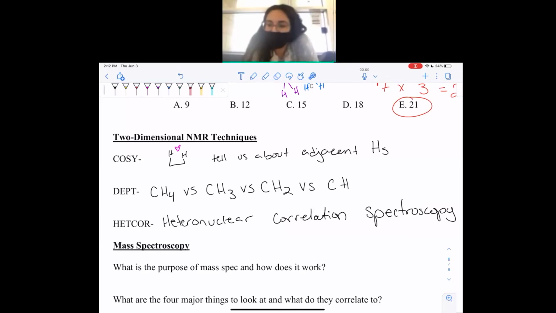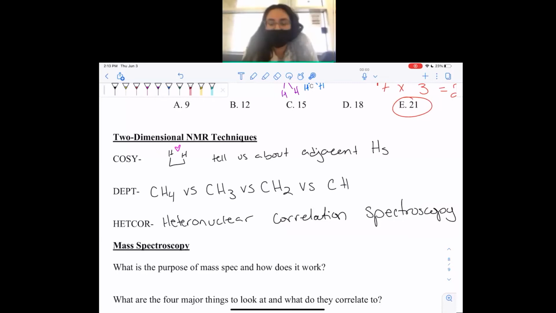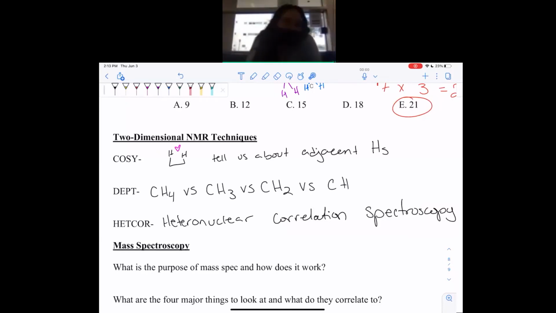So that's funny. Okay, so someone said HETCOR sounds like Hector, and he may be hetero, so like different. That's funny. Okay. Sorry, I just thought I'd mention it. Yeah. So I'll give you guys a second to take a picture or write notes or ask any questions, but that's pretty much it for 2D NMR. Yay, we finished another topic.